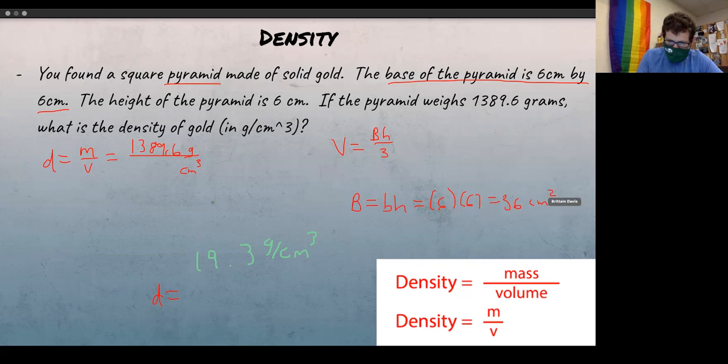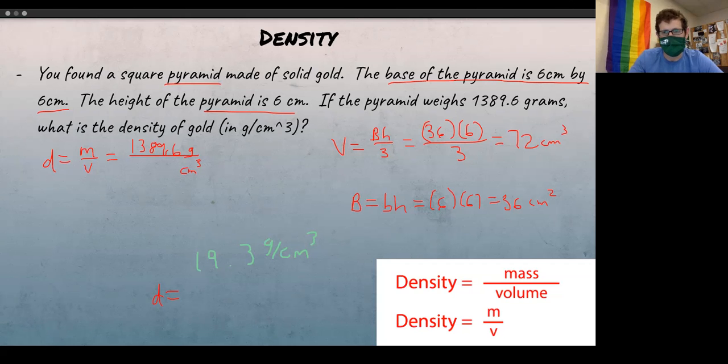That can be plugged into this formula up here. So it's going to be 36 times the height of the pyramid, which is 6, divided by 3. When I plug it into the calculator, it gives me 72 cubic centimeters. You might have already done that if you knew what you're doing, but otherwise you can see the work right there. You can just do 36 times 6 divided by 3 on your calculator to make sure you get the same thing. Now I will take the volume and plug it in.